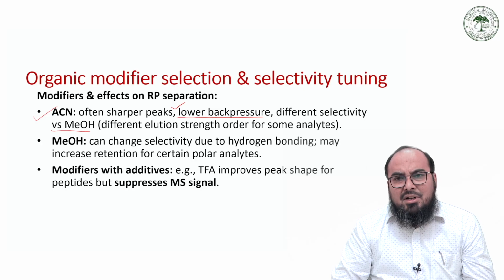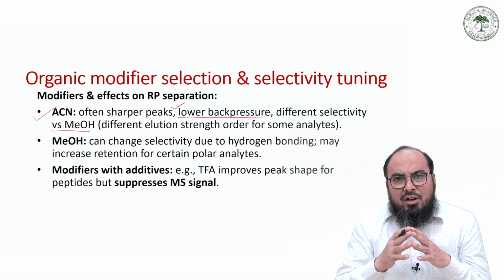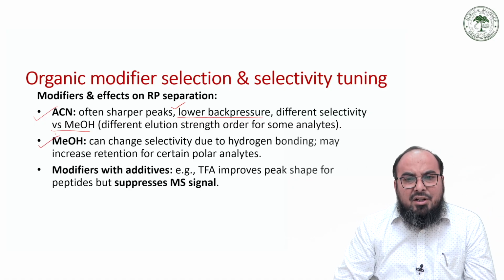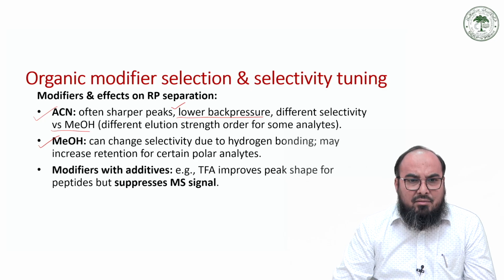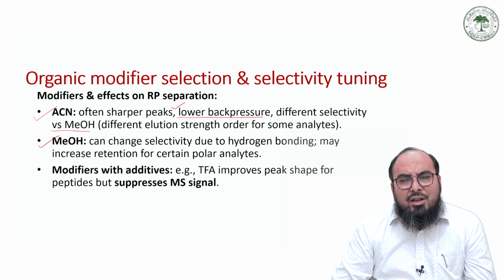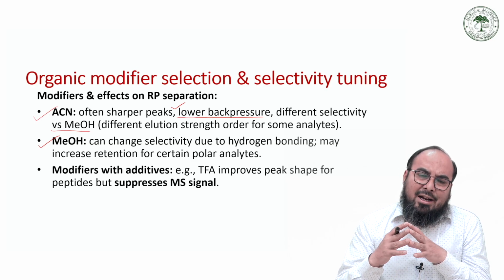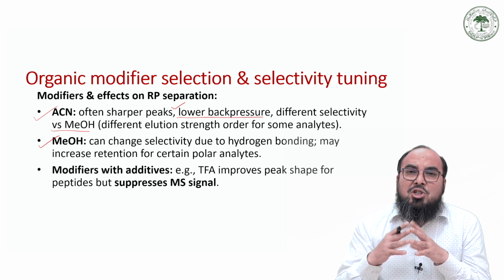So, at the same time, if you change the solvent, then you will get different elution strengths or different elution patterns. Similarly, methanol can change selectivity because of the presence of the oxygen, and it leads to hydrogen bonding. If you are using methanol as a solvent or as a modifier, then because of the presence of the electronegative oxygen atom, it can interact with the polar analytes, and because of the interaction, it can change the retention times.